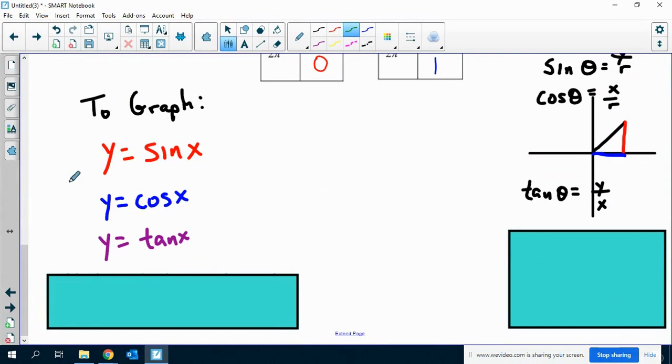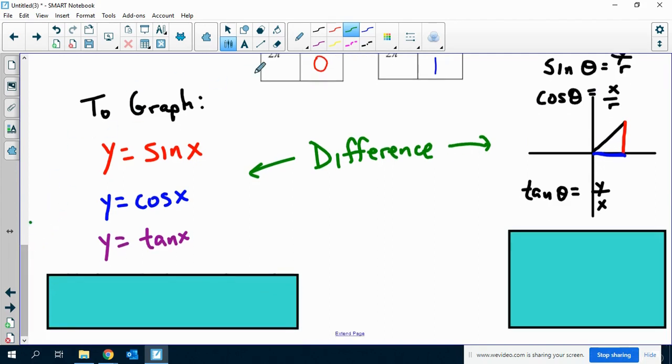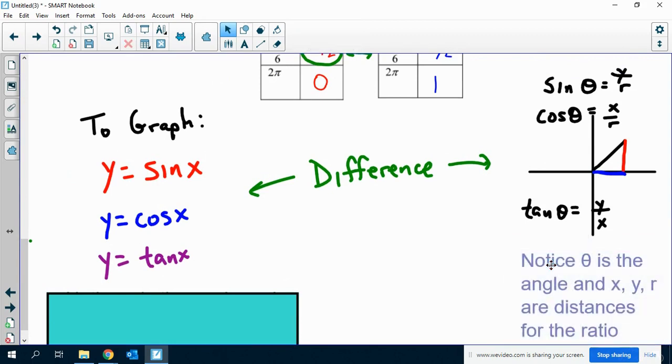So to graph sine, cosine, and tangent, I need to understand that there is a difference between looking at them as ratios on a unit circle and graphing their functions. One thing that is important to understand is that if I'm looking at sine, cosine, and tangent, notice that theta, in this case on the right side of my screen, is the angle, and x, y, and r are distances or lengths that make the ratio. So theta is the angle, and x, y, and r form the ratios.